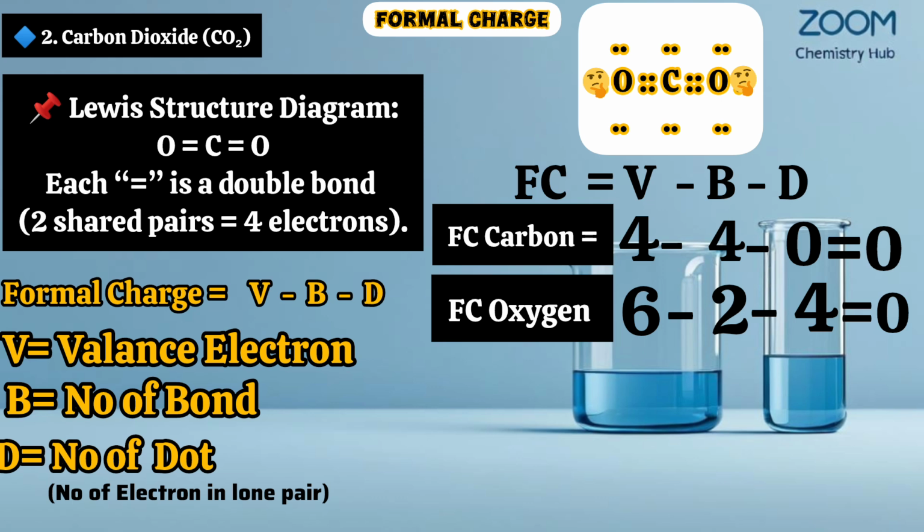And the same is the case for the other oxygen atom in the carbon dioxide, because the other oxygen atom also has 4 dots or 2 lone pairs of electrons, 2 bonds and 6 valence electrons. So the second oxygen also has the formal charge 0 and the overall charge on the molecule is 0. So the carbon dioxide molecule is also neutral.